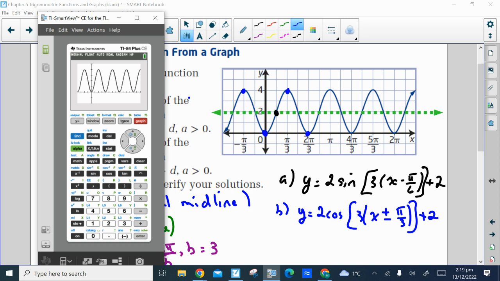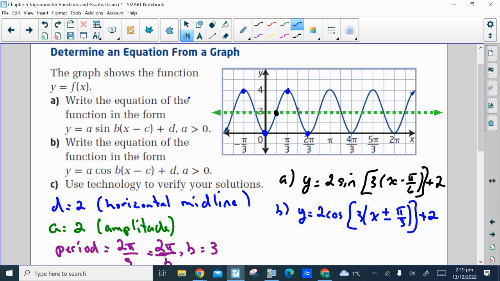And then, like I said, if we go into the trace mode and we put in some values for x, for example, when x is 0, that's the origin point, 0, 0, that point checks out. When x is pi on 3, we should be at positive 4. So let's put pi on 3 in. So that checks out. And let's check this point right here.